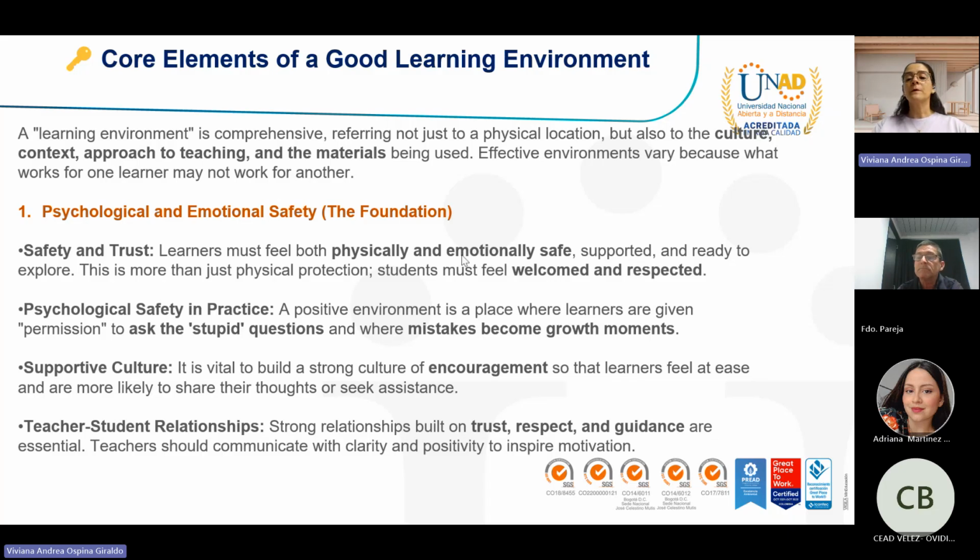So when we talk about supporting culture, we need to be able to encourage them so that they feel at ease. Sometimes our students don't feel at ease when they are in the classroom because they may feel their thoughts are not being heard, or they may not be supported. So the teacher also needs, in this psychological core element, to give them encouragement, encouraging them to continue, to move on, to continue into the learning process.